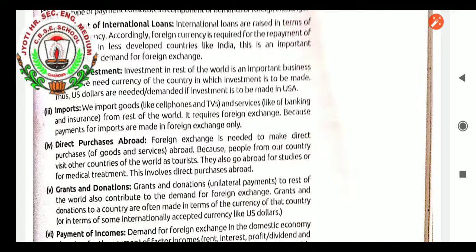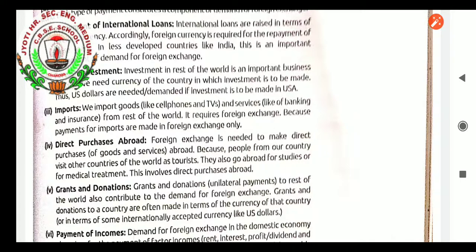Direct purchases abroad. Foreign exchange is needed to make direct purchases of goods and services abroad because people from our country visit other countries of the world as tourists. They also go abroad for studies or for medical treatment. This involves direct purchases abroad. So direct purchases abroad is very easy, students. If we want to purchase things from abroad, like when we visit historical places of other countries, for tickets and everything we need foreign currency. For that purpose also we need foreign exchange.